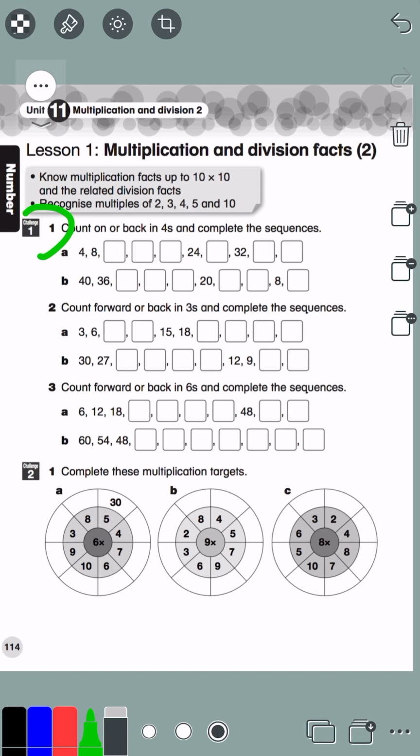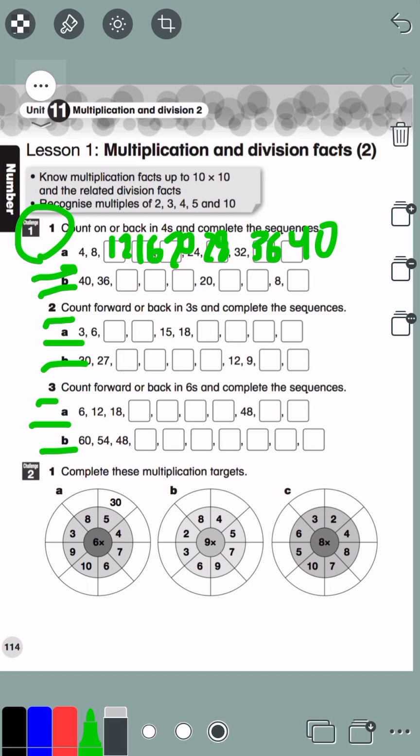Now in challenge 1, you're counting on and back in 4s. In question 2, you're counting on and back in 3s. In question 3, you're counting on and back in 6s. So it's going to be easy because you're counting on. In 4s, that's 4, 8, 12, 16. Then we have 20, 24, 28, 32, 36, and 40. Then count back, that's the opposite way around. So 40, 36, 32, and so on.